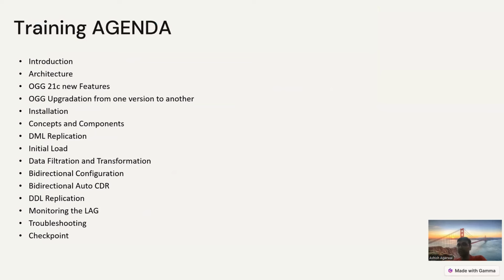So the complete training agenda of this training: this is going to be a 24 hours duration course for classic architecture. For 24 hours, I've just listed down the high level topics, but there are a lot more which we are going to cover apart from what you see here.